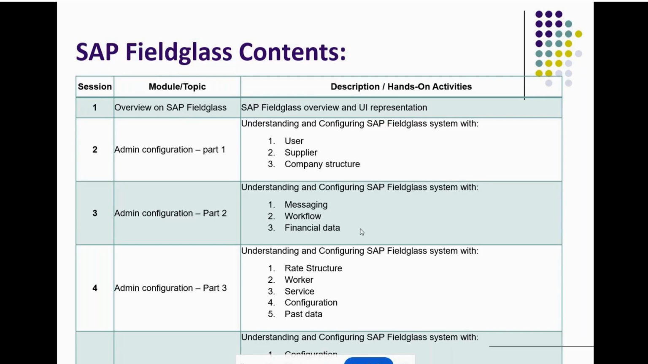Then comes your financial data, where you'll see what a worker will be paid, how they will be paid, and how it will be invoiced. That comes under financial data. What amount is paid and what the tax systems are, all of that comes under financial data.